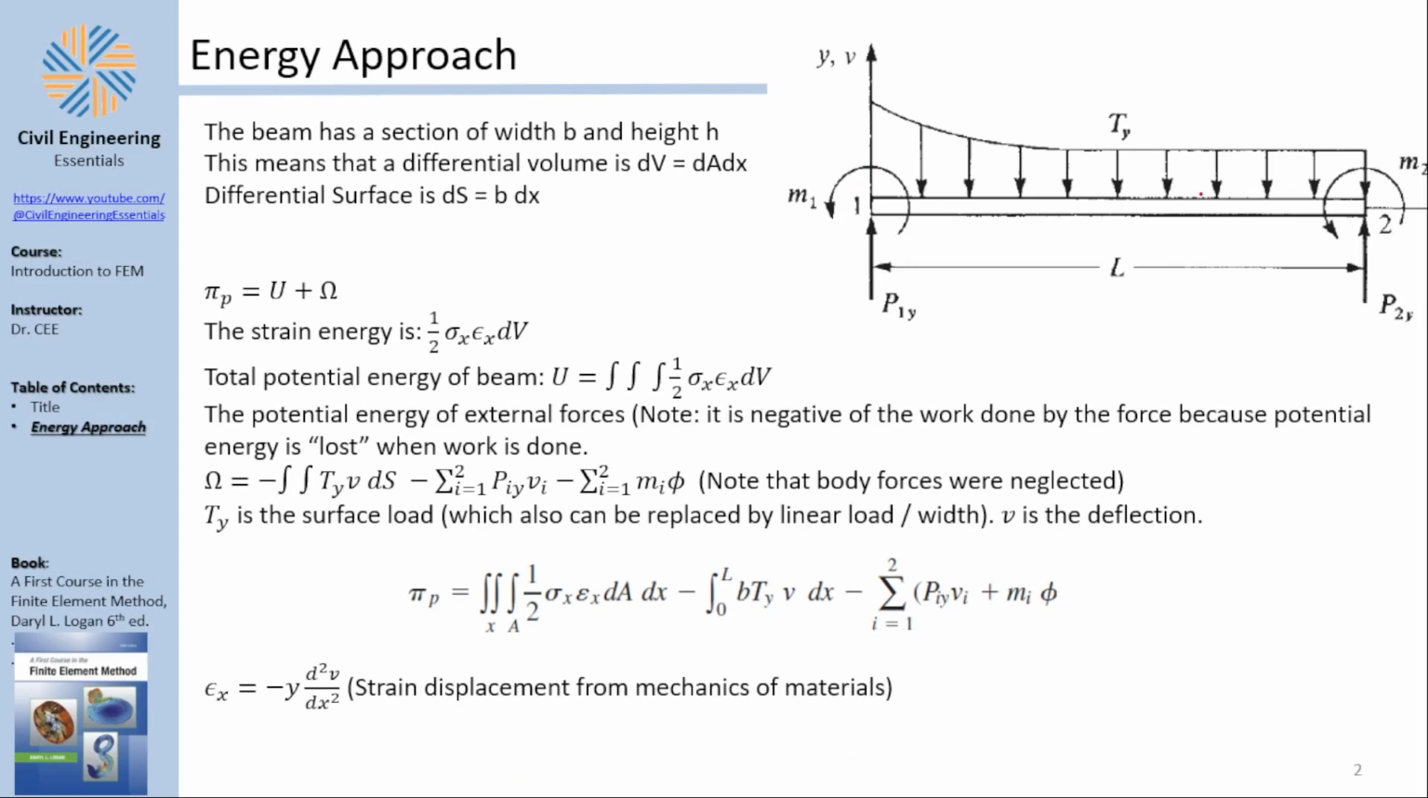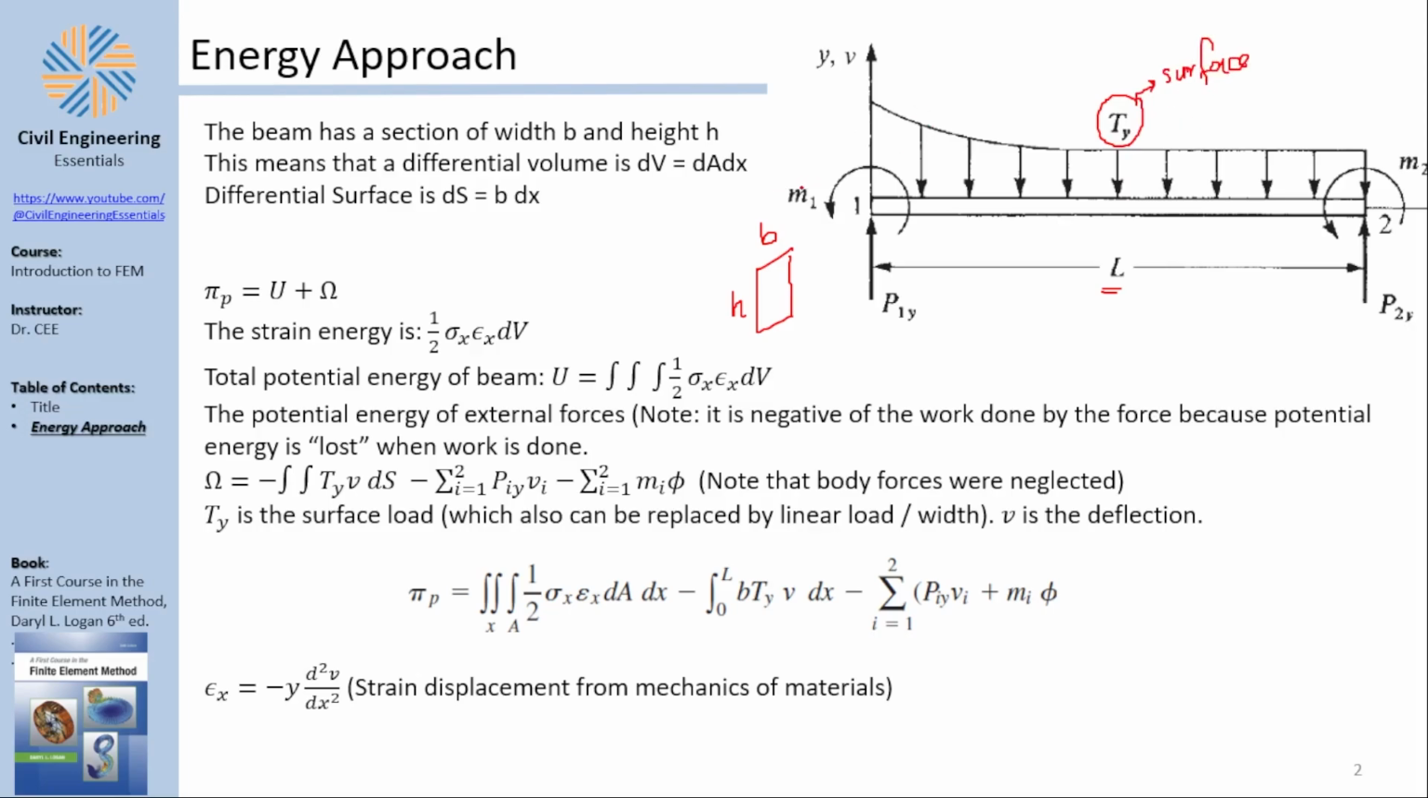Okay, so assuming that I have a beam of length L, and the beam has, of course, a cross-sectional dimension of B for width and H for height. So this is B, and that's your H. It has a load Ty, and this load Ty is actually a surface load and not a linear load. I will explain what this is in a moment.